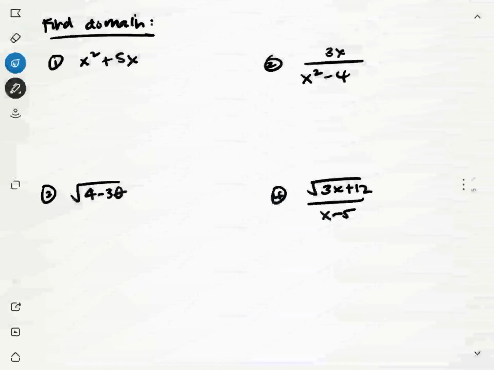All right, so let's look at here. So this one is a polynomial. We don't have any denominators, we don't have any square roots. So for the domain for this, all real numbers. So 99%, well, maybe not 99%, but 95% of your functions will have no domain restriction. It's always going to be all real numbers.